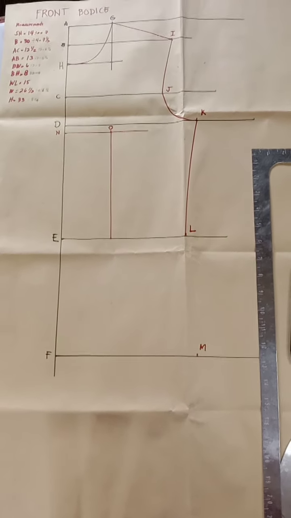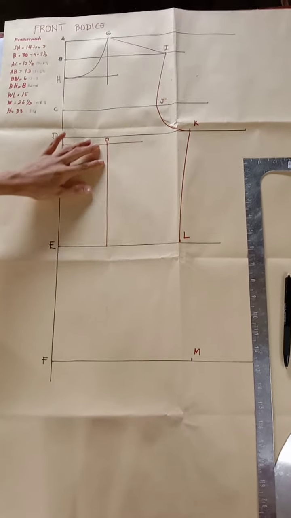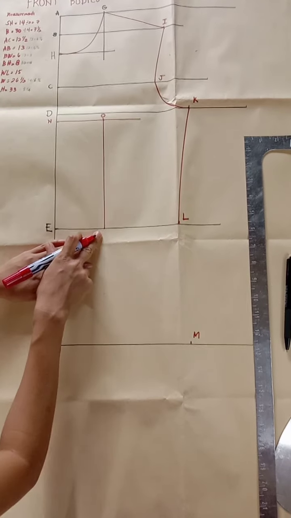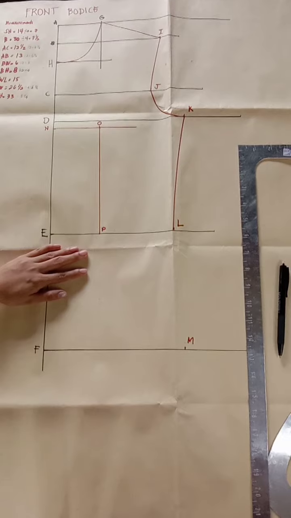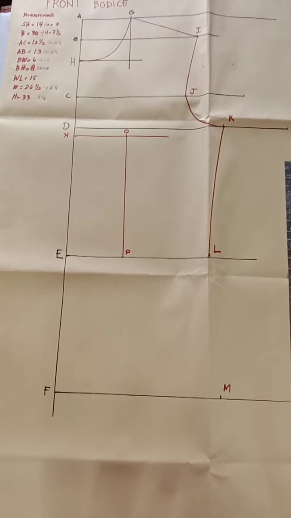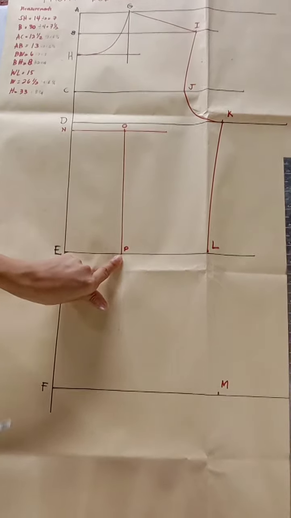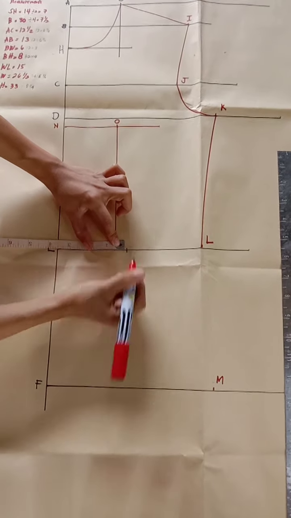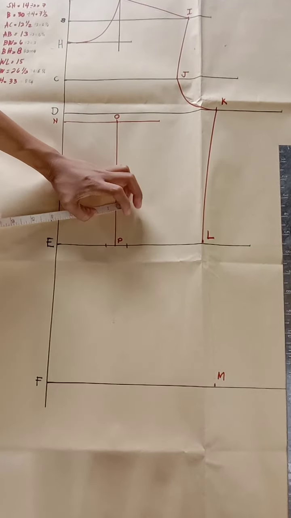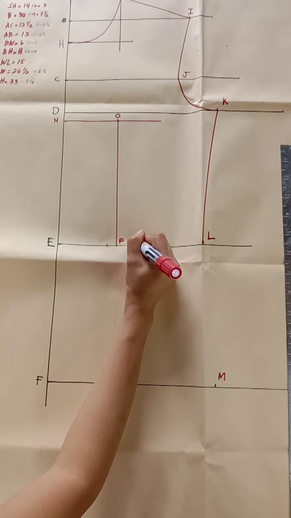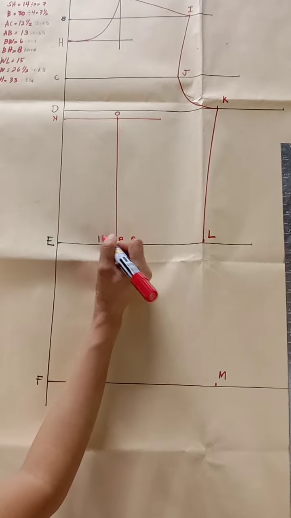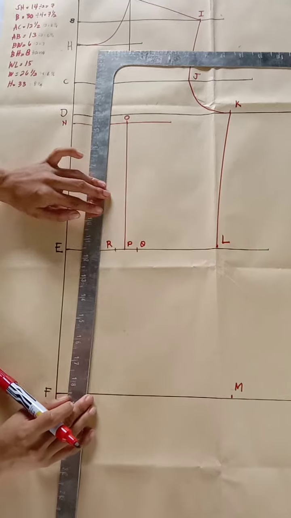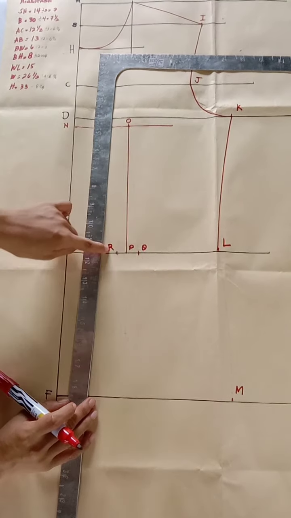Okay, and then, extend point downward. Then mark this point as point P. So, from point P, mag-measure tayo ng 1/2 inch sideward, 1/2 inch sa sideward niya ulit, and mark it as point Q and R. And connect lang natin yung Q sa O and yung R sa O.